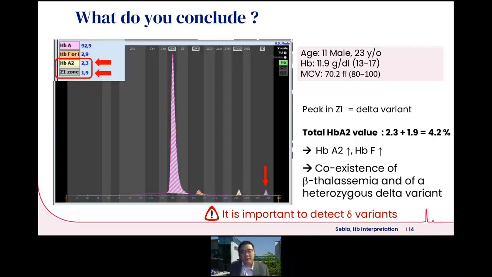So we combine the hemoglobin A2, that is the normal A2 value, and also the delta variant composition values. And this combination gives you 4.2%, which is higher than the normal reference range of hemoglobin A2. Also, you see an increase in hemoglobin F, which is very likely indicative of an underlying condition. So most likely, this is a coexistence example of beta thalassemia and also a heterozygous delta variant. Okay, so note that it's very important to consider the true hemoglobin A2 value to detect the underlying conditions.